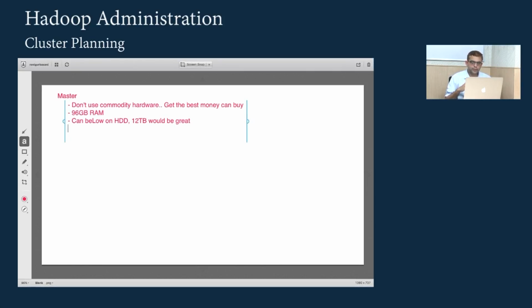And the only thing important here is to make sure that your name node is highly available. What exactly high availability is, is covered in the high availability video, but here what we talk about is that when it comes to master, get the best hardware which is out there. RAM is important, get 96 GB of RAM. Hard disk can be low, which is absolutely okay. When it comes to CPU, a normal machine would do. It's not really CPU intensive, but make sure that name node high availability is configured.